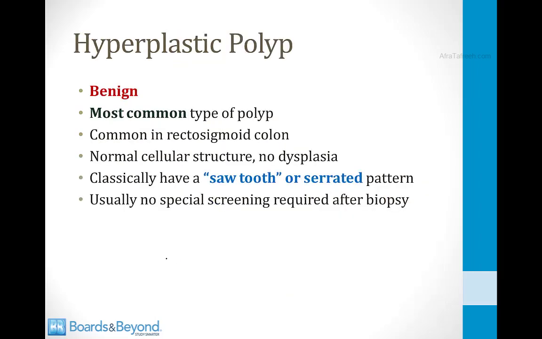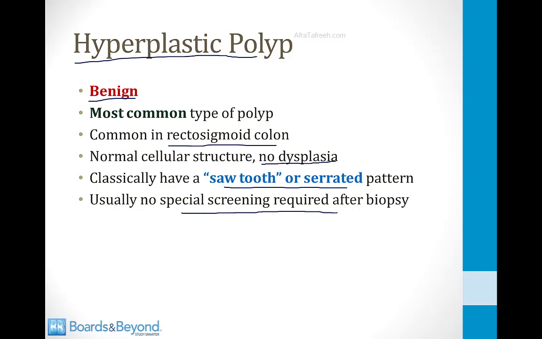The most common type of polyp is called a hyperplastic polyp, and luckily it is benign. And this is useful to know when you get a call from your uncle or your grandmother saying that they had a polyp discovered at colonoscopy. You can tell them that most likely it's a hyperplastic polyp and it's benign. They're common in the rectosigmoid junction and they have normal cellular structure. There's no dysplasia of the tissue found in these polyps. They classically have a sawtooth or serrated pattern. I'll show you a picture of that in a minute. And there's usually no special screening required after biopsy.